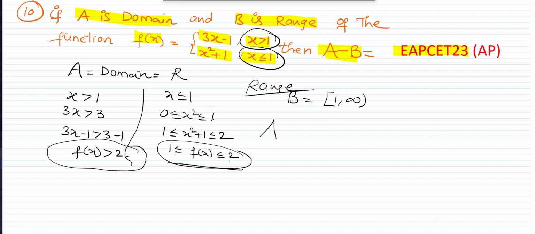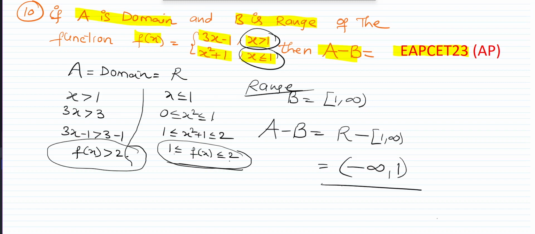Now we subtract, that is, find the value A minus B. A is the real number system minus the range, which is 1 to infinity. So subtracting all these values from the real number system, we get minus infinity to 1. This is the value of A minus B.